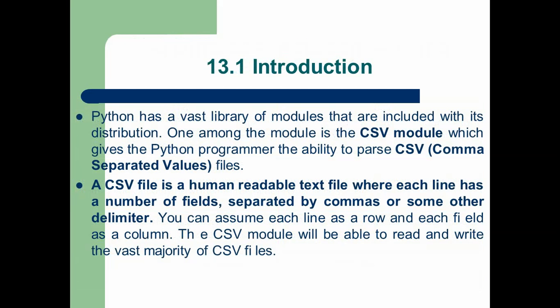The CSV file is a human readable text file where each line has a number of fields separated by commas or some other delimiters. So what is a CSV file? It is a readable file. It is a normal text file, a Notepad file, where a number of fields are separated by commas and each and every line is considered a record.